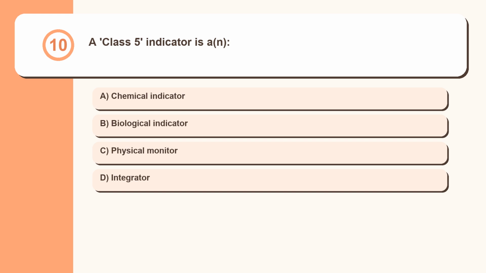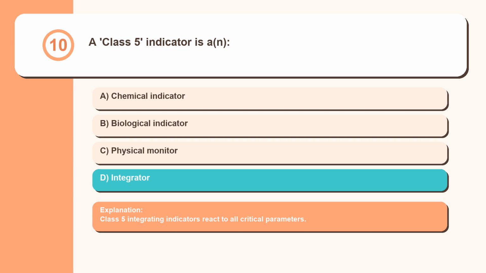Question 10. A Class 5 indicator is a chemical indicator, biological indicator, physical monitor, integrator. Answer: integrator. Class 5 integrating indicators react to all critical parameters.